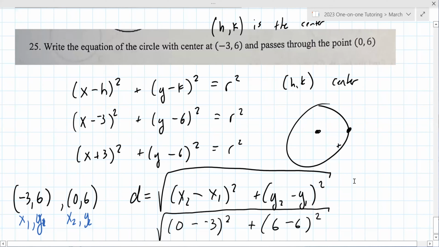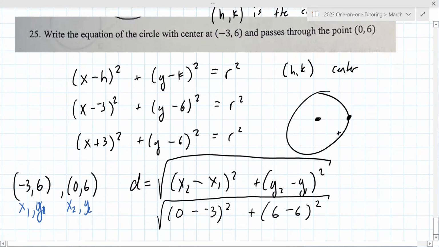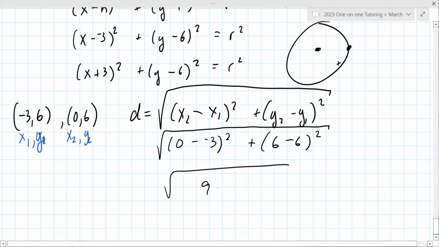So 9 plus 0 squared? Yes. Okay. So 0. Not 9 plus, yeah, 9. So you had it correctly, but you have to keep going here. So it's the square root of 9 plus 0, or the square root of 9, which is 3.